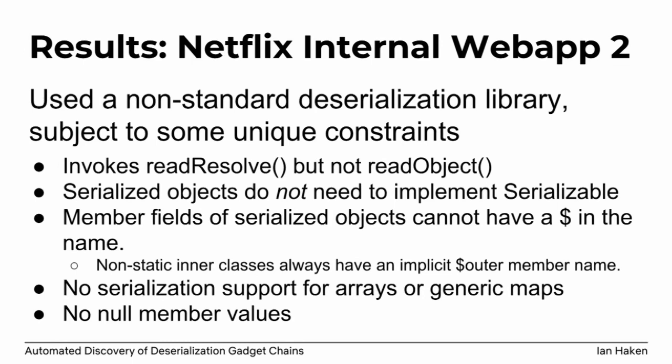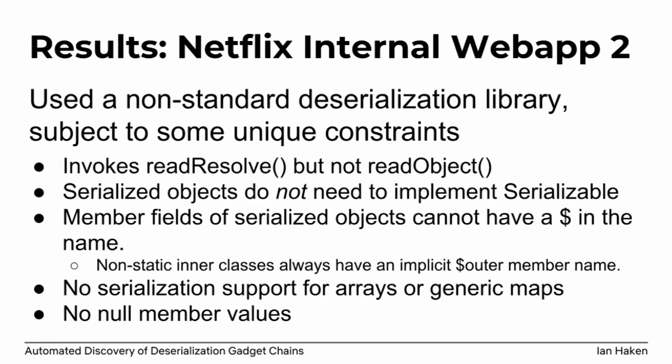So there was a second web app which was using a non-standard deserialization library where an attacker could specify what data types to deserialize, but it had some really weird and interesting constraints on it. It didn't use the readObject magic methods, but it did use readResolve. Serialized objects didn't need to implement Serializable, but they did have a bunch of other restrictions. So it couldn't have any member fields with dollars in the name. It couldn't have any arrays or generic maps as members. And it couldn't have any null member values.